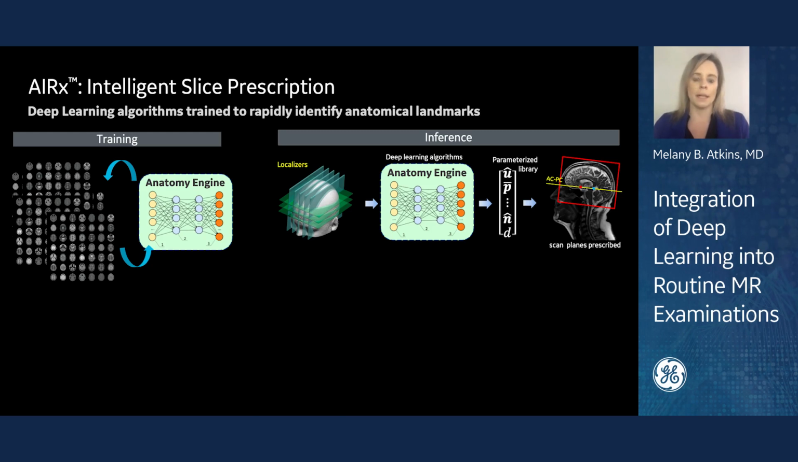So AIRx is intelligent slice prescription utilizing deep learning algorithms to identify anatomical landmarks and automatically set up slice prescription for many of our imaging modalities. It's currently available in the brain. You can see here we utilized a large amount of training data in the anatomy engine, which then went on to localize key features within the brain.